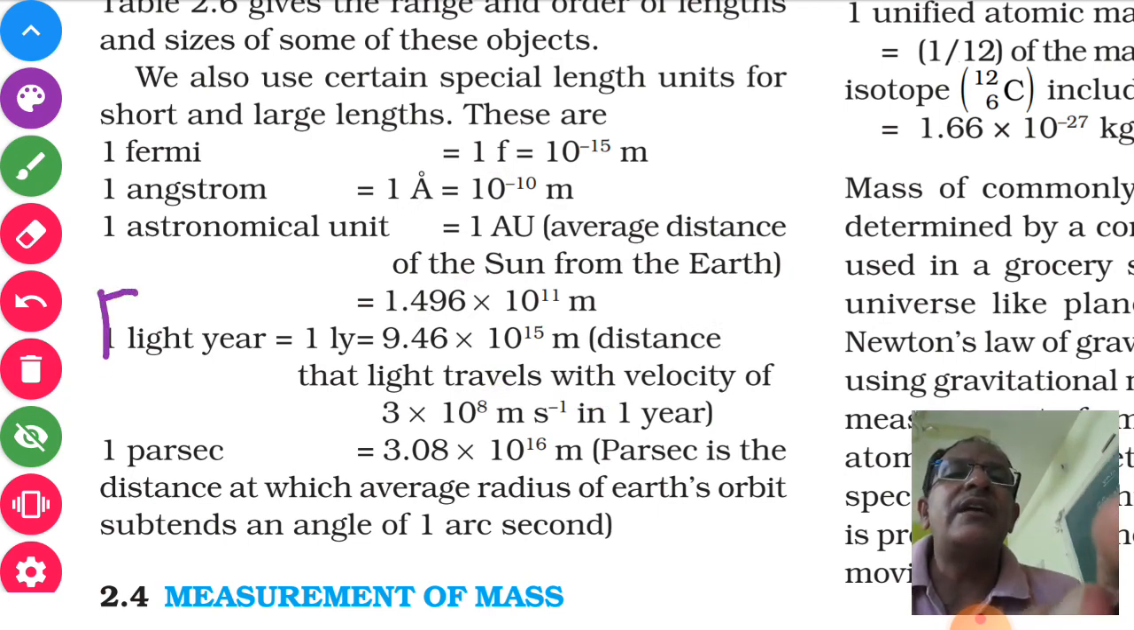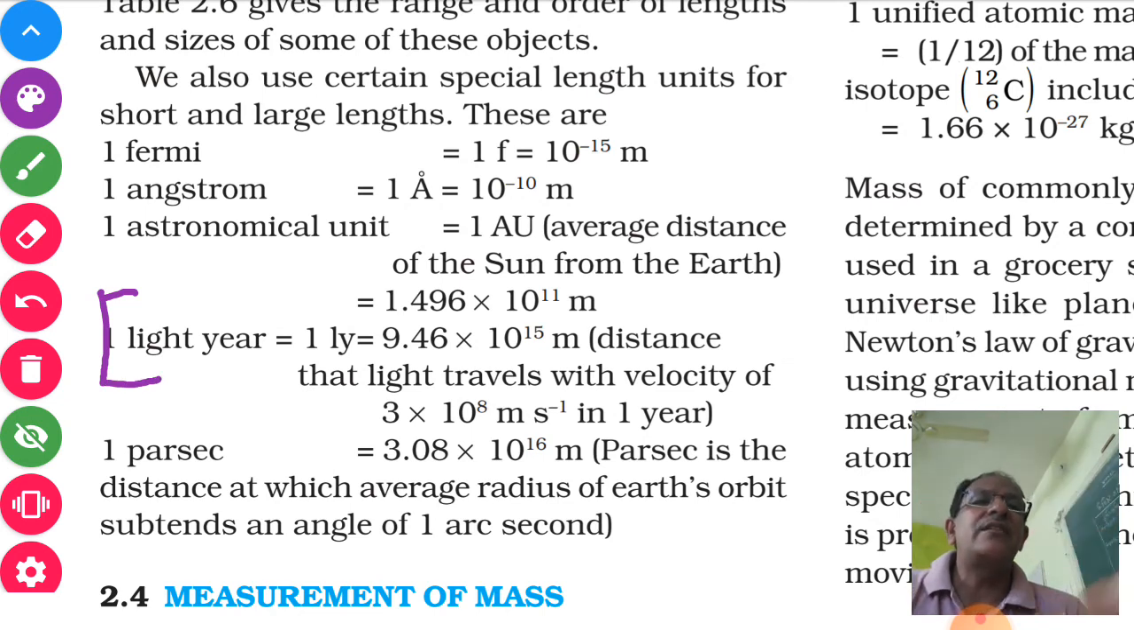Now 1 light year. 1 light year means the distance traveled by light in a year. What is the speed of light? As you know, 3 into 10 raised to 8 meter per second. In 1 second it travels 3 lakh kilometer, or 3 into 10 raised to 8 meter.